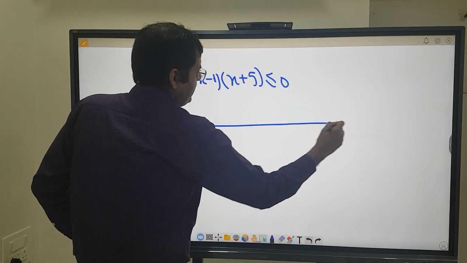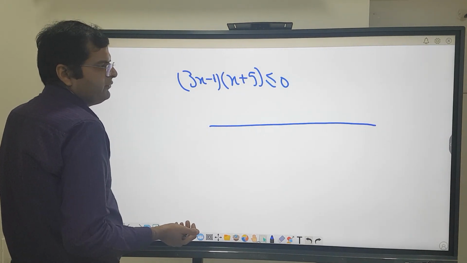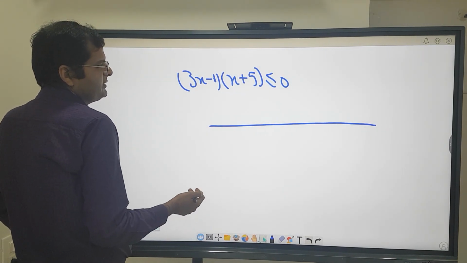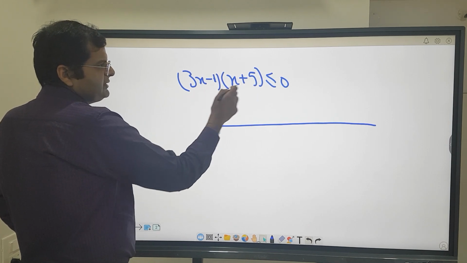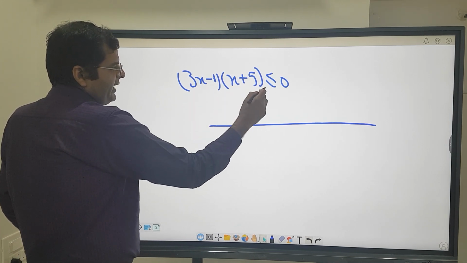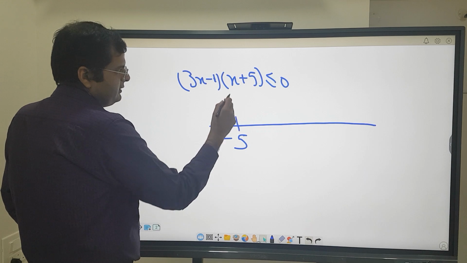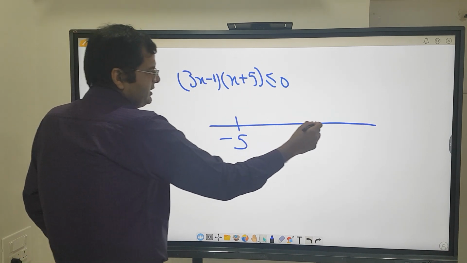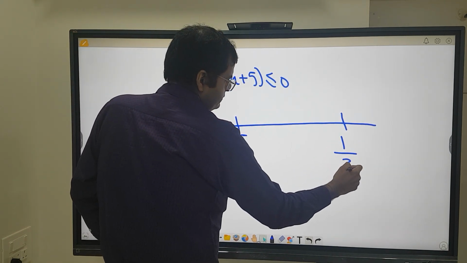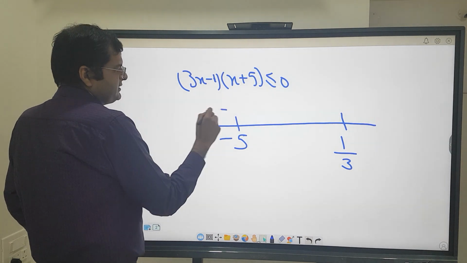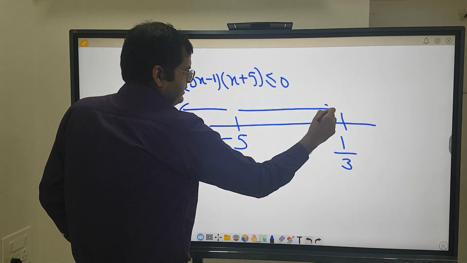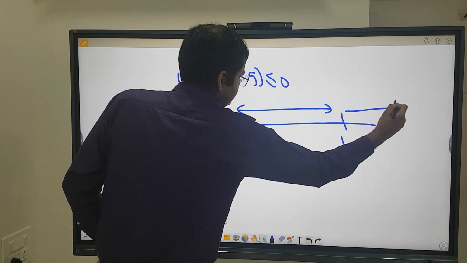Now what I'll do is, to solve this, we'll first draw the critical points on the number line. Critical points are points at which this expression equals 0. So when x equals minus 5, then this becomes 0. Also when x equals 1 by 3. So now I have three regions. One is this region, the other is the region in between, and finally this is the third region.